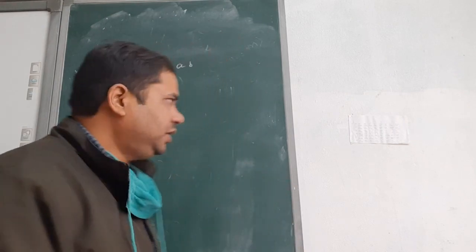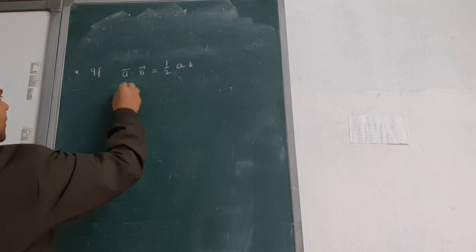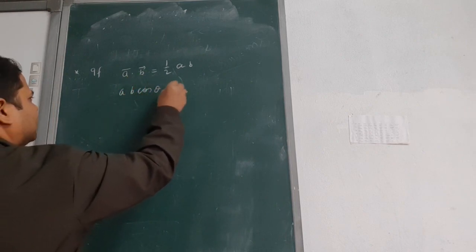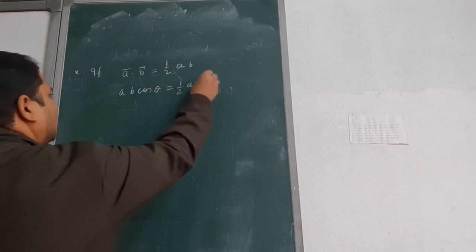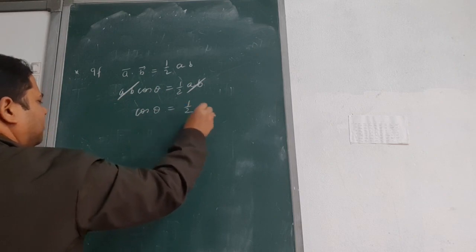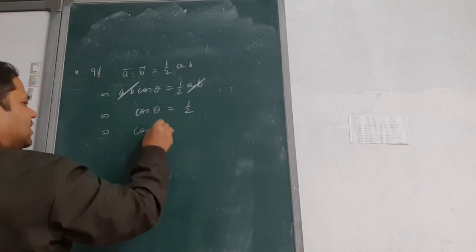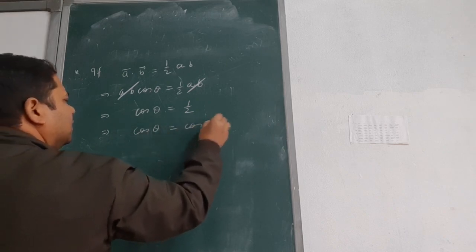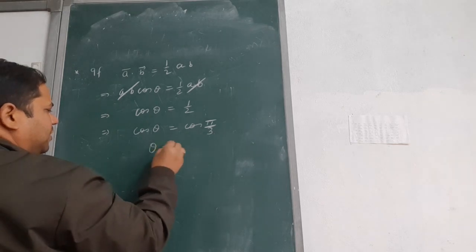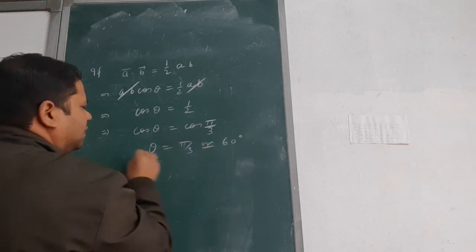So see the solution. A dot B is mod of A mod of B cos theta, you know very well. This is 1 by 2 of AB, and this should be cancelled out. Cos theta must be equal to 1 by 2, and that means cos theta is nothing but cos of pi by 3, that means 60 degrees. So theta will be pi by 3 or 60 degrees.